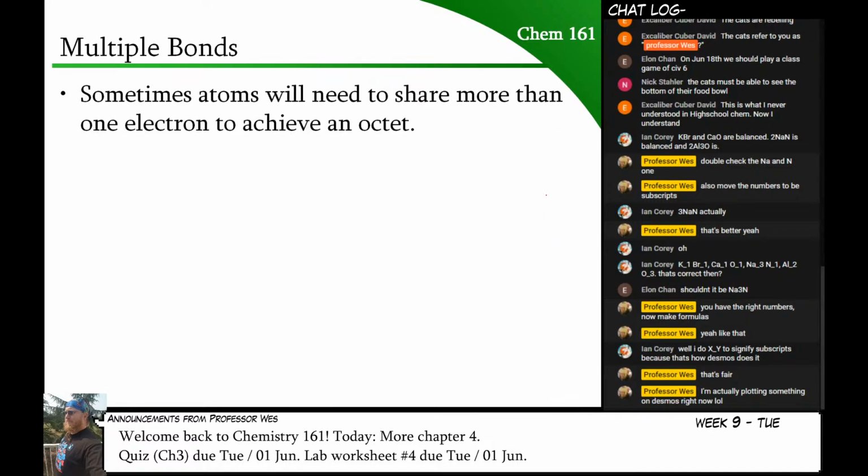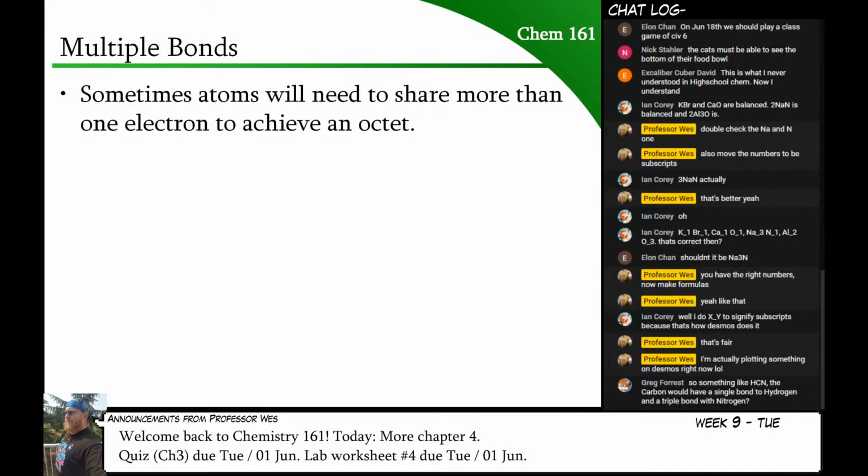I thought I had some examples for you to draw here. Let me check real quick. I guess I took those out because we're going to go straight to the big, here's how to draw a Lewis structure for any molecule.